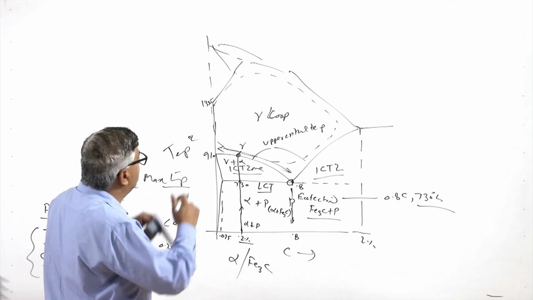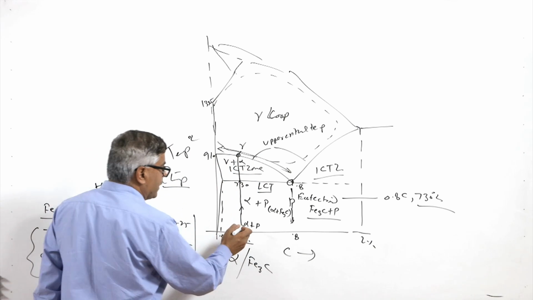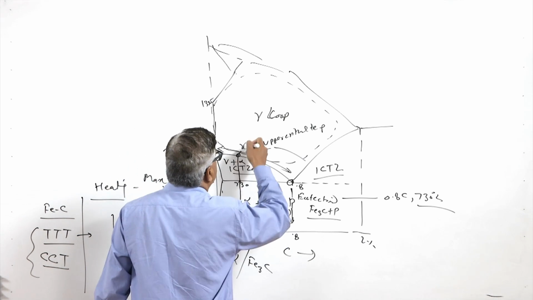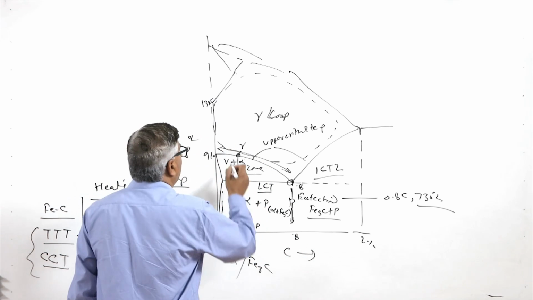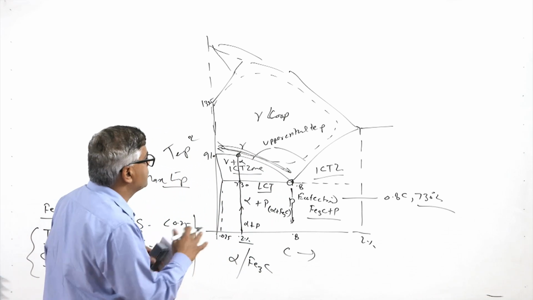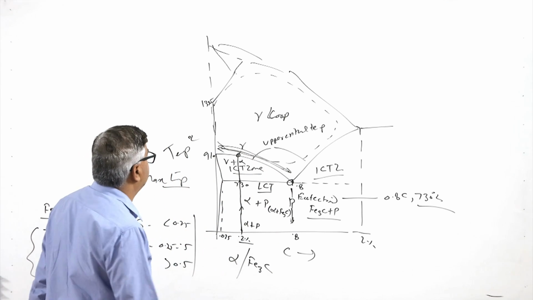So, above the upper critical temperature we will see that whatever ferrite and pearlite were there, they have transformed into austenite. Once we get the homogeneous austenite, it becomes ready for the transformation into the different phases.